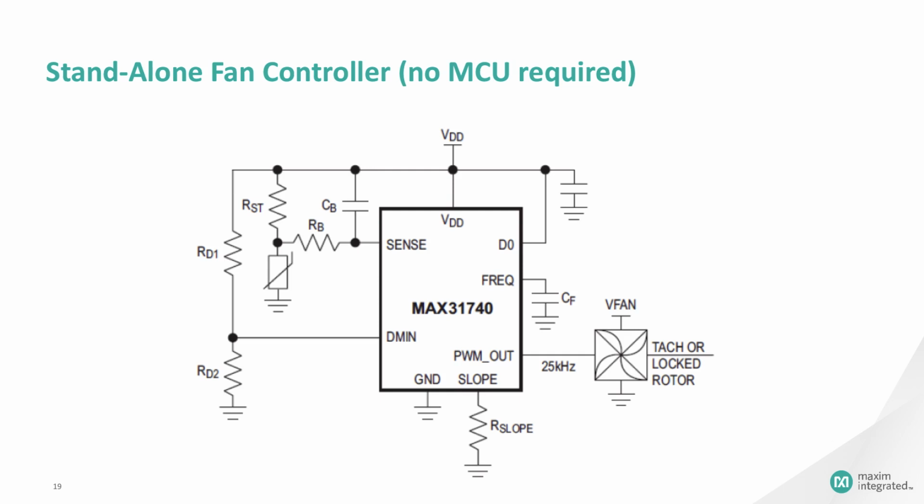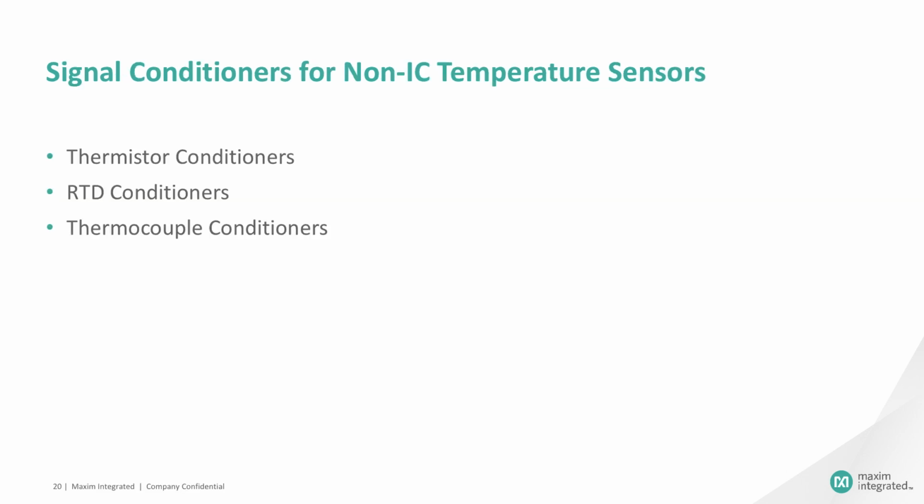A standalone fan controller requires no microcontroller to set up the control algorithm. Instead, the control characteristics are selected externally, for example by using resistors and capacitors or by strapping pins. Signal conditioners for non-IC temperature sensors work with thermistors, RTDs, or thermocouples to help interface those sensors to systems.